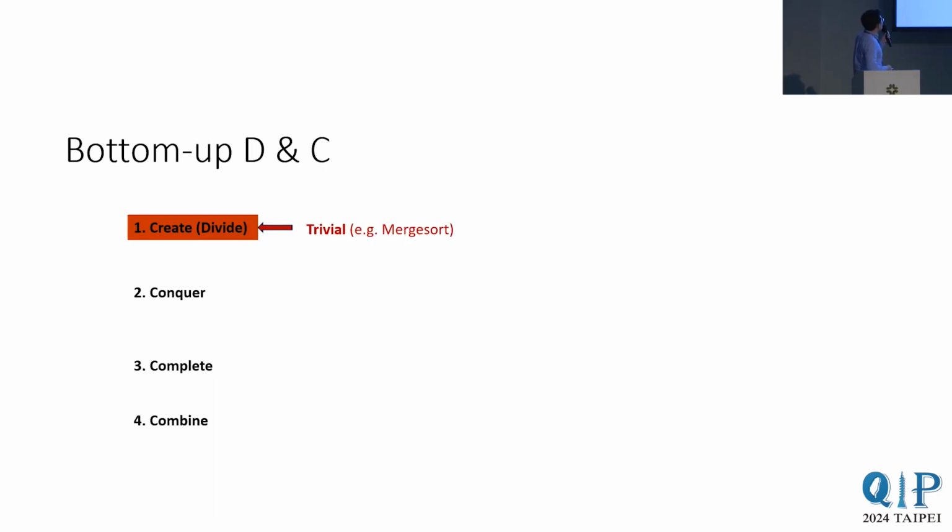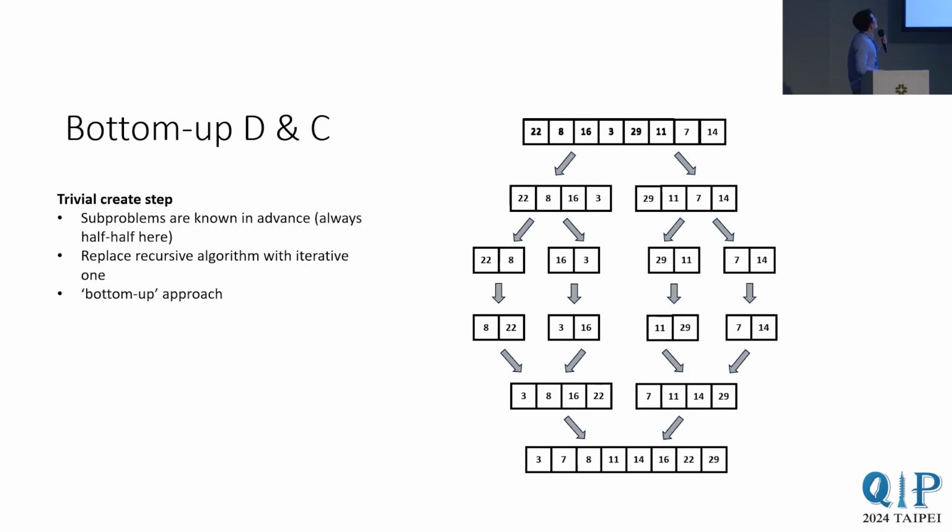I should say in this case, we only consider a very trivial create step. Just imagine a merge sort. Here's the process of a merge sort. Given some array, we first divide the problem in a half and half manner until there are only two elements left in the subproblems. Then we do the merge, then output the result.